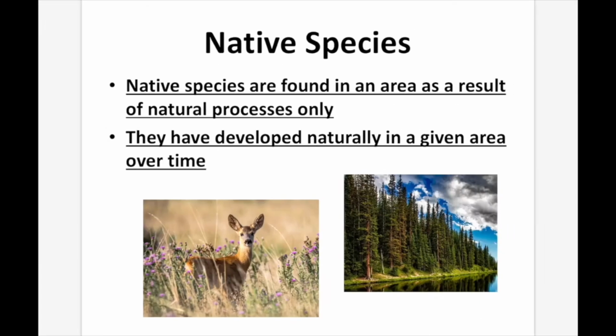Native species. A native species are species that are found in an area as a result of natural processes only. And the key word here is natural processes. They're not being brought in by people, and they're not being helped to stay there by people. They have developed naturally in a given area over time.